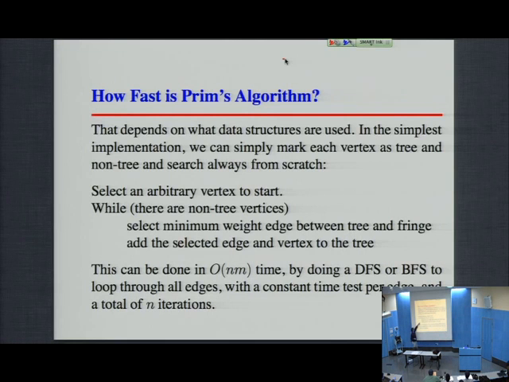But if we can find a data structure that will make it easier to identify which edge is the cheapest between the tree and the non-tree, if we could do this in order n time, then we would have an order n times n, or n squared, algorithm, which would be better than n times m. Any questions about that? Okay.